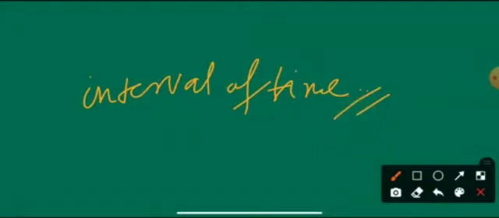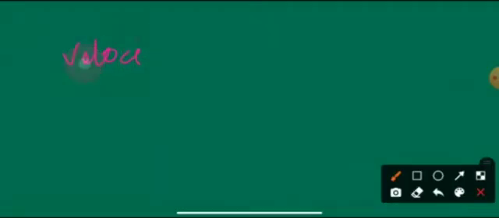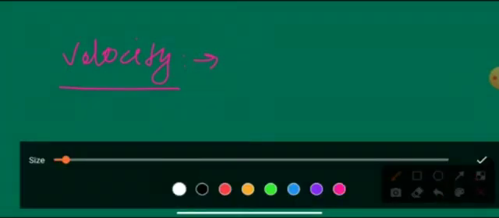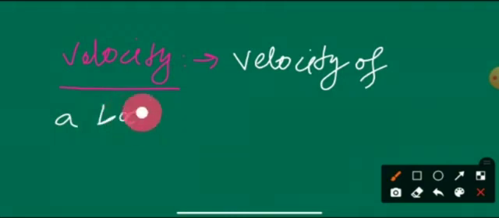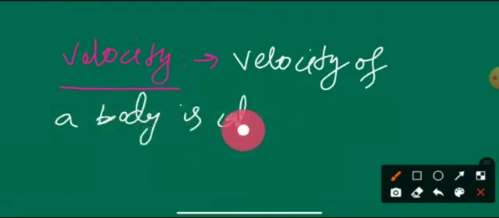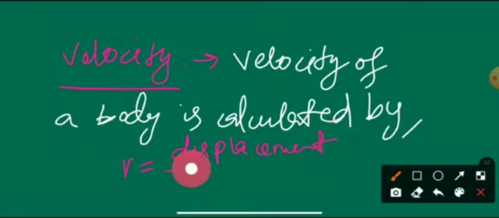Similarly, what is velocity? Velocity of a body is calculated by: velocity is equal to displacement of the body upon time taken.